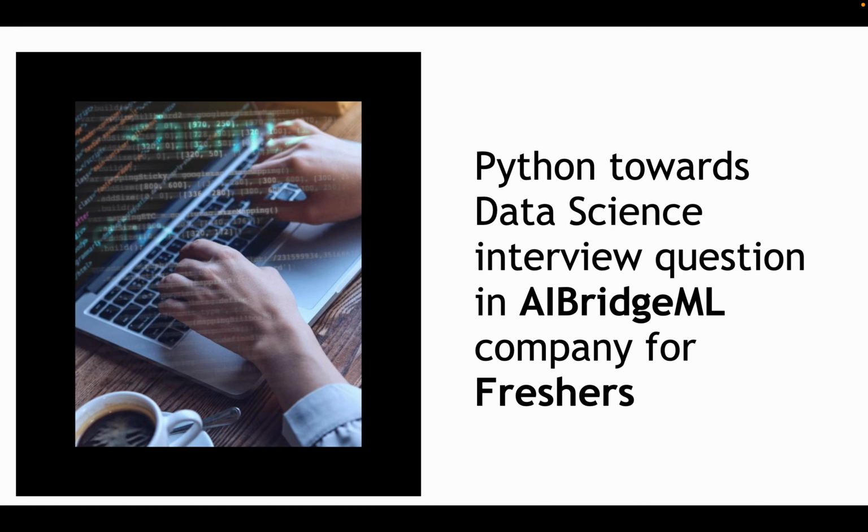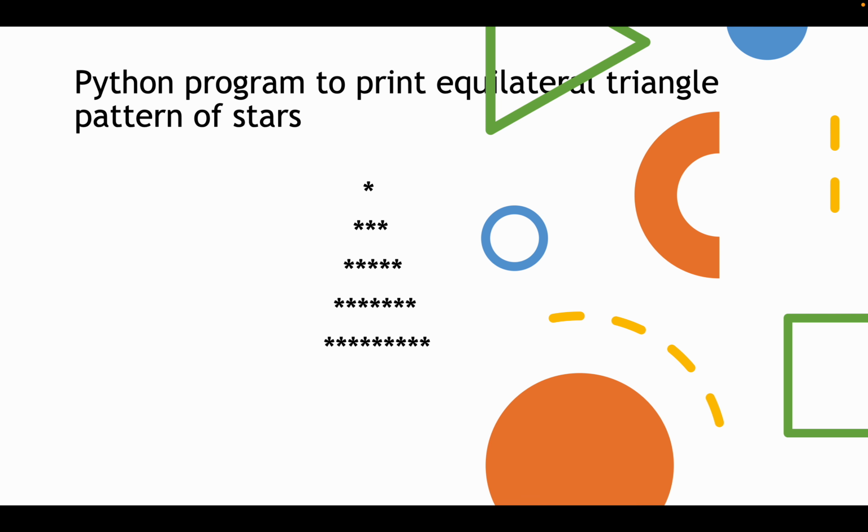Hello everyone, I'm going to discuss Python questions that are commonly asked in data science interviews. After completing all the interview questions in data science, to test my programming skills in Python, the interviewer asked me to print a pattern of stars in an equilateral triangle, similar to the pattern that I have shown on the screen. Now I am going to explain this program in Jupyter Notebook.